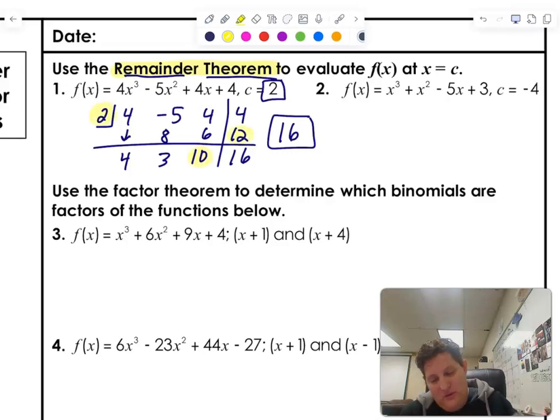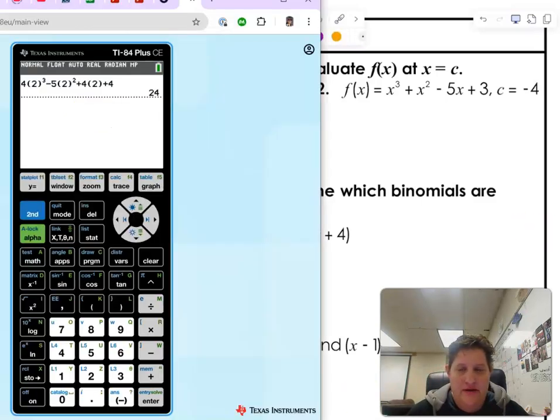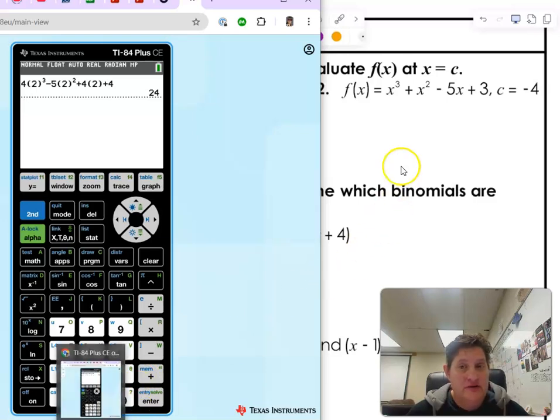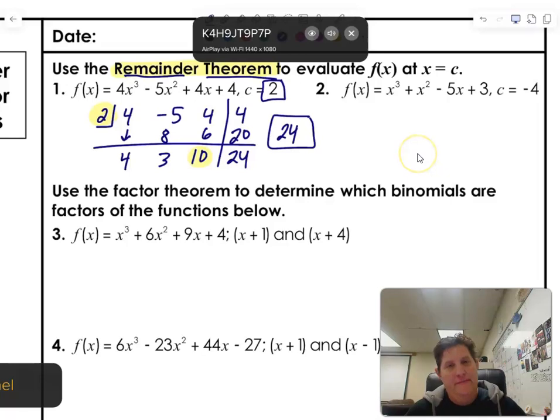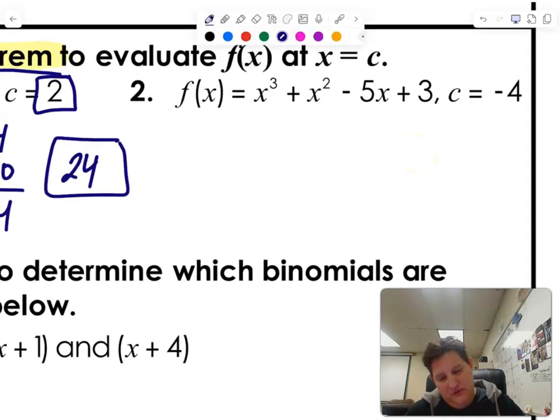Did you guys see when I did that? 10 times 2 is not 12. My goodness. 10 times 2 is 20, which makes 24, which is what I got here. So if you're prone to making mistakes like me, I would recommend checking your synthetic division on a calculator. All right, let's try this next one.